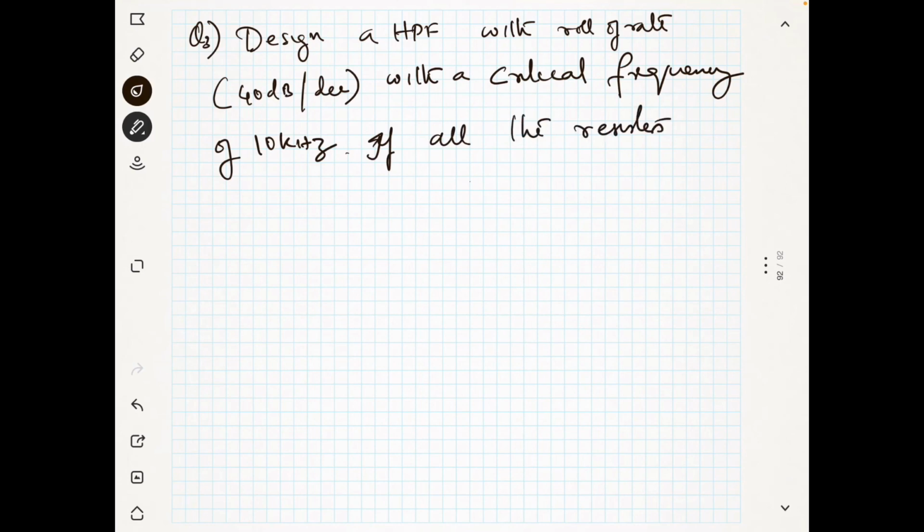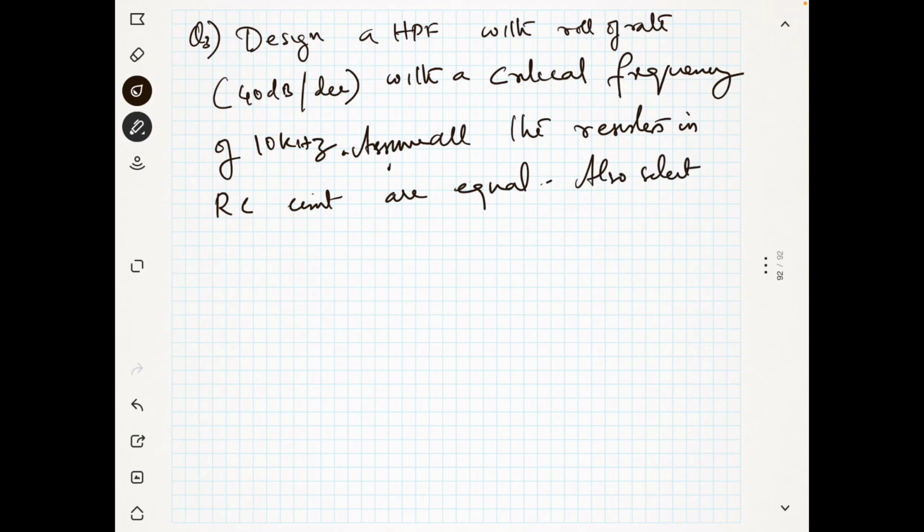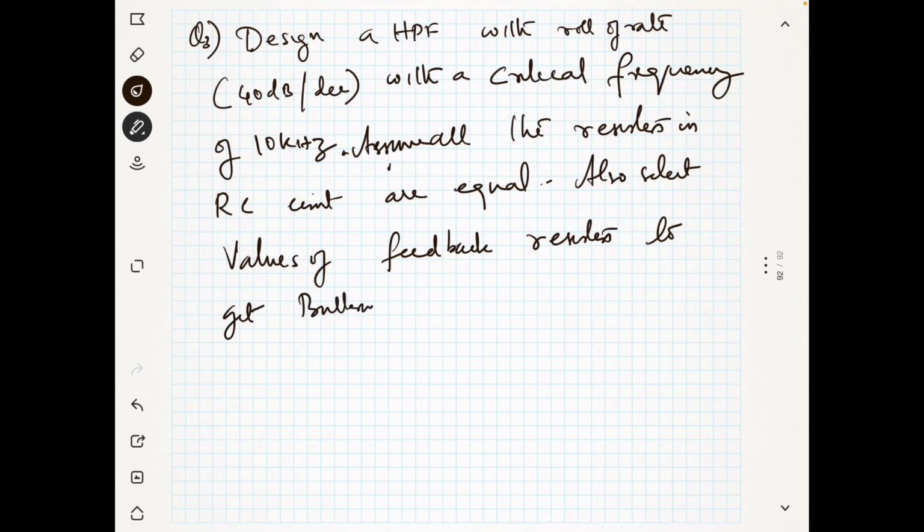Assume that all the resistors in the RC circuit are equal. Also select the values of feedback resistors to get Butterworth response.